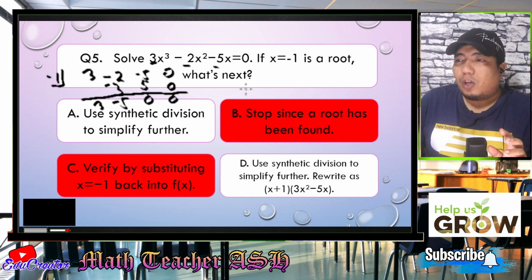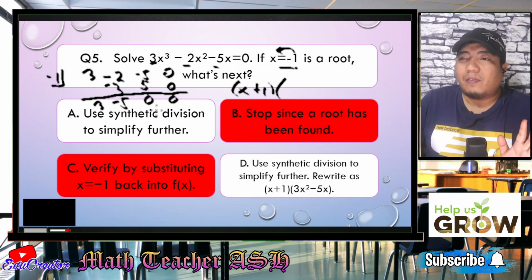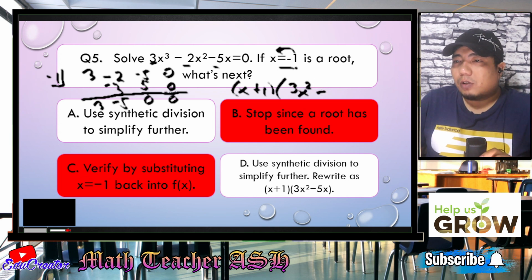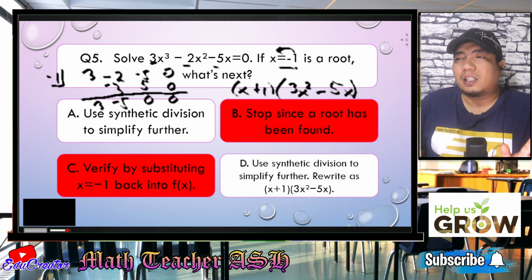So basically, you have x plus 1 for this one when you transpose it as a factor. And then, since we have a remainder of 0, we can say that x is equal to -1 is a factor, or a root. Alright. So, since this is 3x cubed, this will now become 3x squared, then minus, so that is lower than the x squared degree, which is x. So that is minus 5x. Alright. So you already got that scenario, my dear math learners.